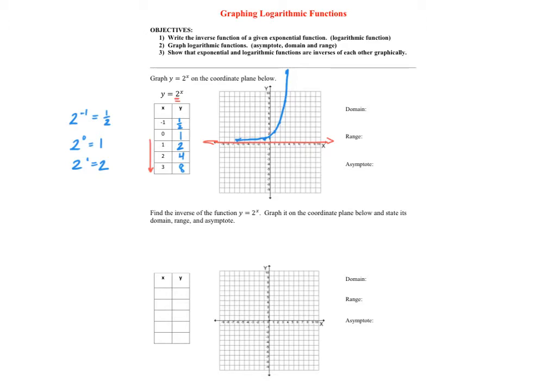All right, domain, it's a continuous function, negative infinity to positive infinity. My range, my y values are limited by that asymptote, so I know it's going to be everything larger than 0, not including 0, and goes on in that positive infinity direction. My horizontal asymptote is going to be at y equals 0. Okay, now our job is to find the inverse of this function, and that actually is our first objective.